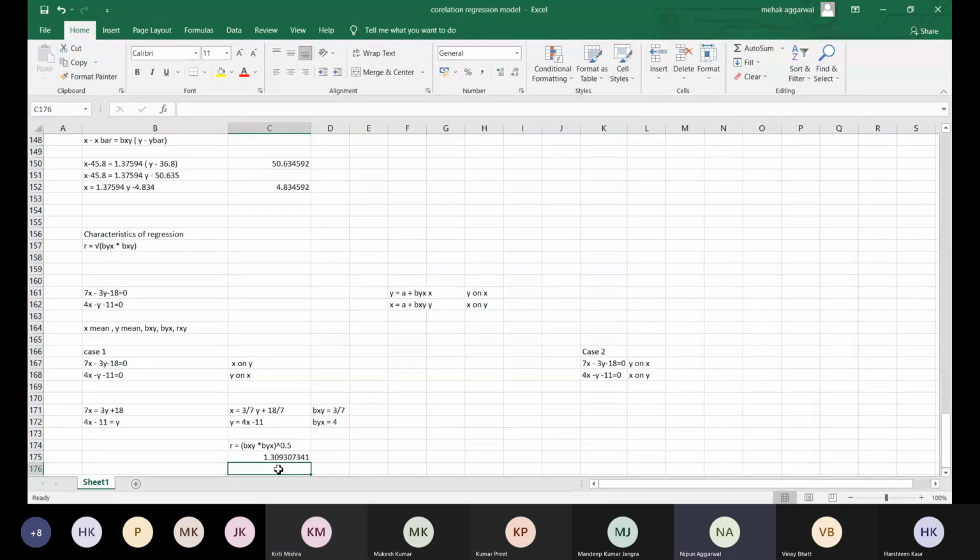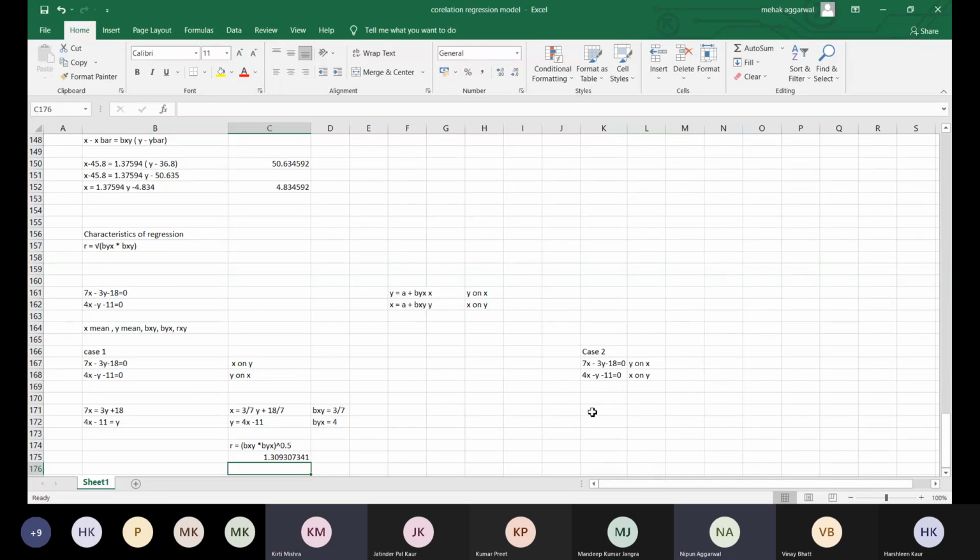Now, can the value of r be 1.309? Tell me if the r value can be greater than 1. No, sir. r lies between -1 and +1. So this particular case will get rejected. Our supposition that this line is x on y and the other is y on x is wrong. So we have to take the case 2.